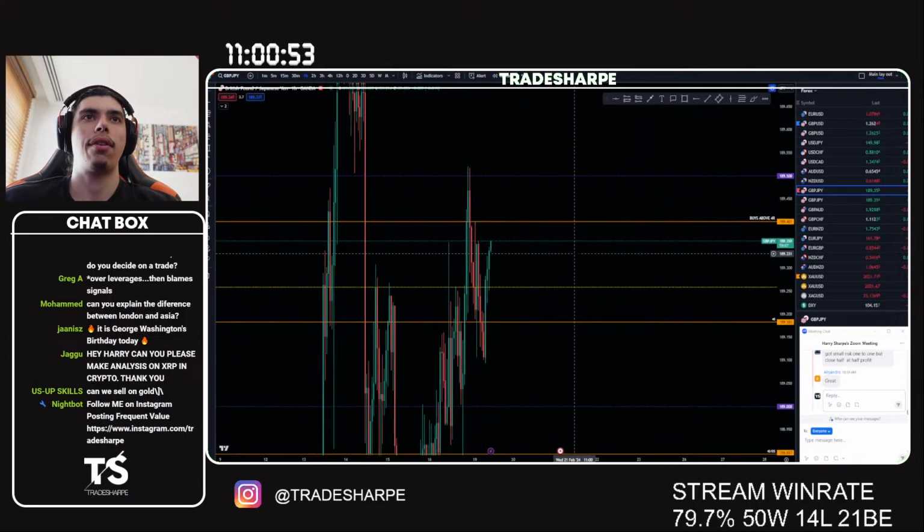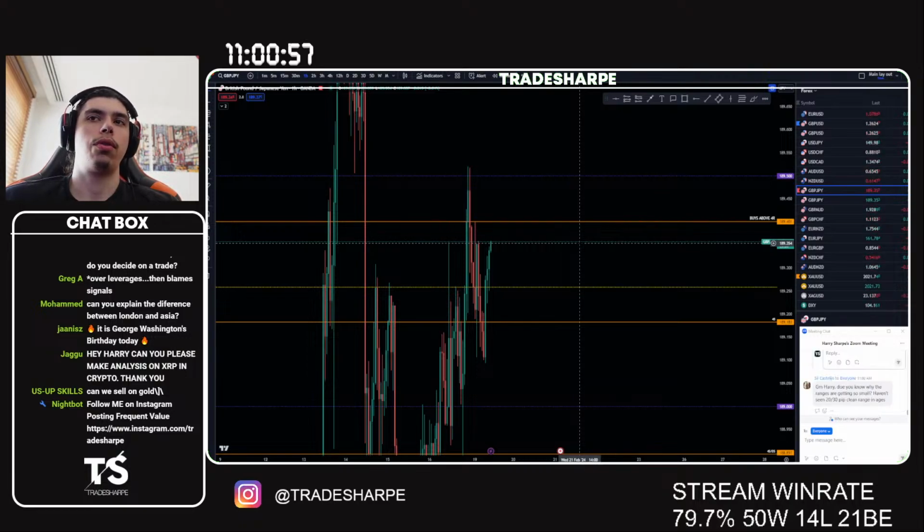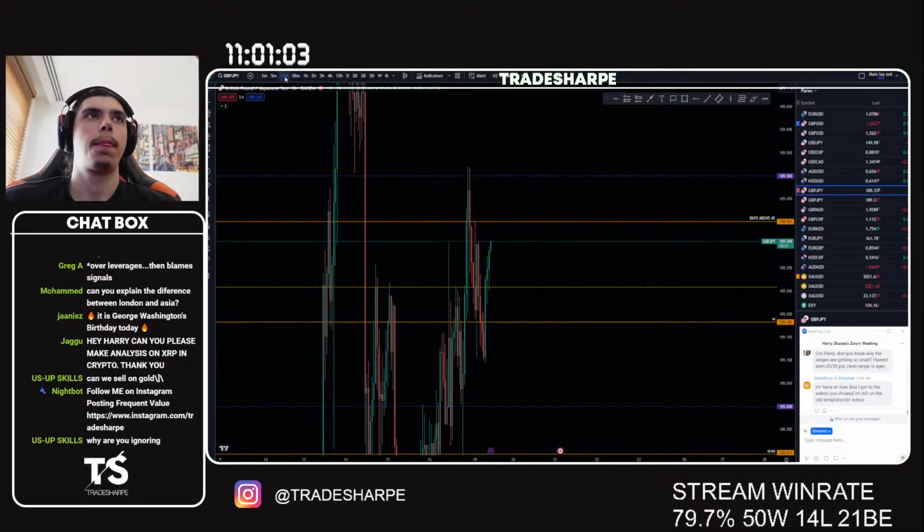One-hour candle closed just below resistance. So if the 1 hour also did close above, would be nice.